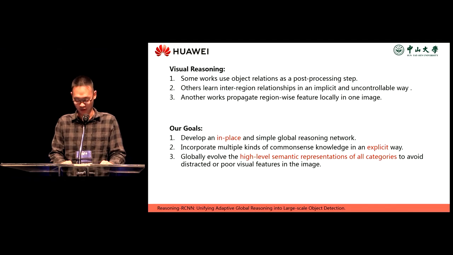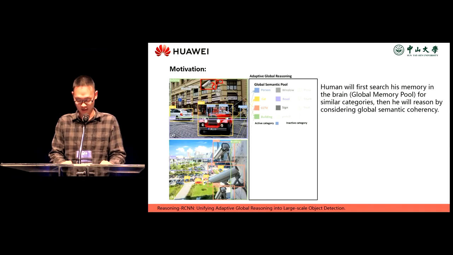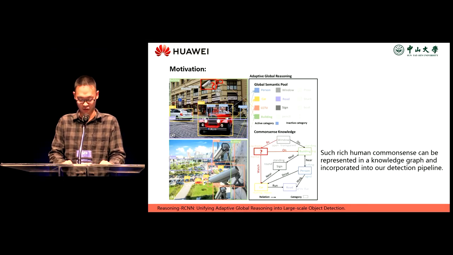For example, humans can identify the tiny-size object, a CCTV camera, in the red bounding box because of global knowledge reasoning. A human will first search his memory for objects with similar appearance, which inspired us to design the global semantic pool module in our model. Furthermore, rich common sense knowledge can also help to make a correct recognition. This small electrical metal object, which is installed on the building and is watching cars, is more likely to be a CCTV.